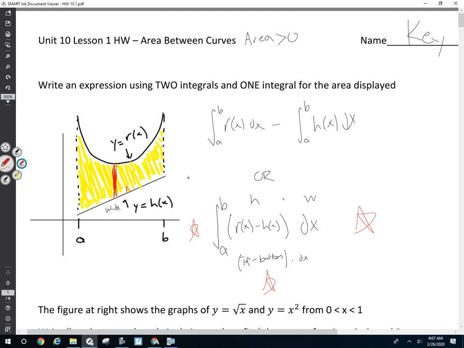Height is R minus H. Okay, I'm going to stop this recording and hope that saves, or I'm going to be upset. Okay, good. There you go. My height is top minus bottom. That's it. Thanks.